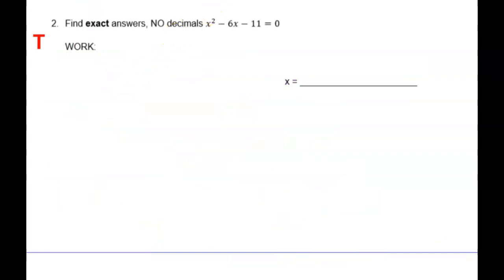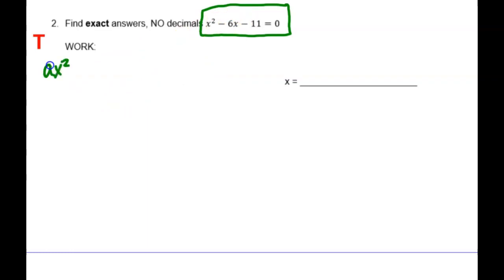Okay. Oh. Guys, this one's on tomorrow's. It says exact answers, no decimals. Does that factor? No. Okay. Please do not factor something that does not factor. What is the other way we learn to solve that?